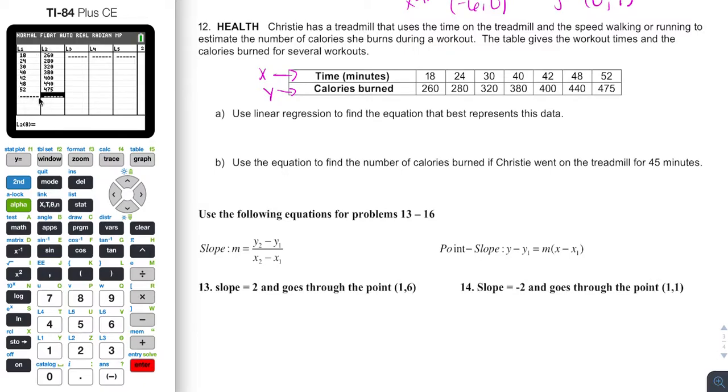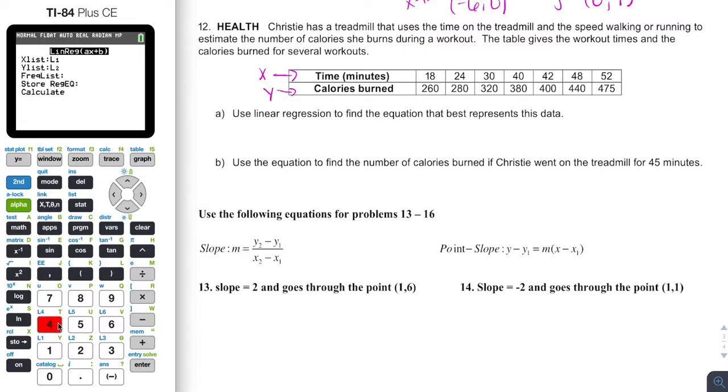All right, so once we have the information all up here, and if you notice for every x there's a y, we're going to go stat over to calculate, and then number 4, our linear regression. So we're just going to keep pressing enter until we calculate it. So we have y equals ax plus b, where a is going to be our slope. So a is actually our m value, as what we're used to calling it. So our a value is 6.4, and our b value is 132.95.